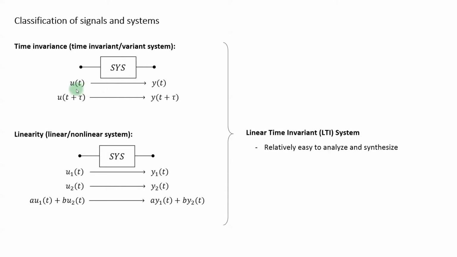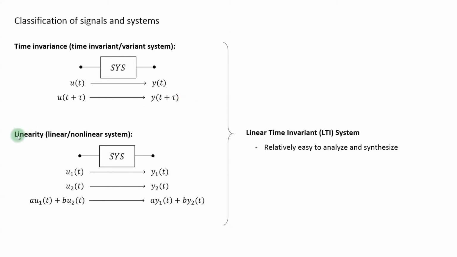When I feed it one signal today, I will get some output, and when I feed it the same signal tomorrow, I will get the same output. If this does not hold, we call this system time variant. That means that this system changes its properties in time. When I feed it one signal today, I will get one output, but when I feed it the same signal tomorrow, I would get a different output.